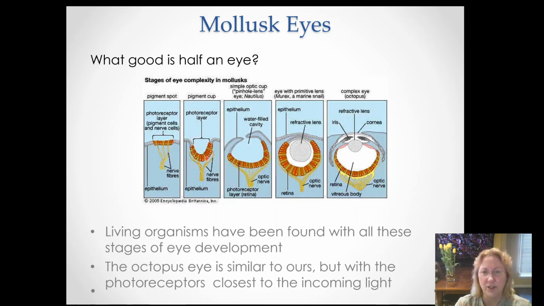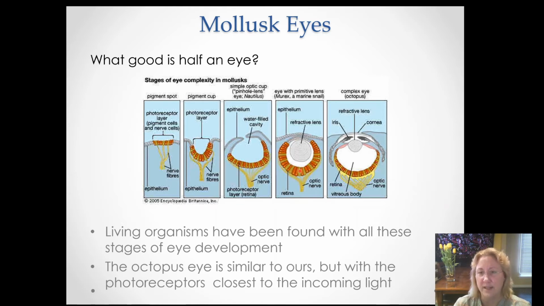The next stage in eye evolution would be a simple cup shape that protects these photoreceptor cells from abrasion, and there are mollusks with this type of eye. A simple cup shape would be the next type, and there are living mollusks that have this type of eye as well. It's still open to the sea, but it's more protected against abrasion. No ability to focus, no ability to accommodate for light.